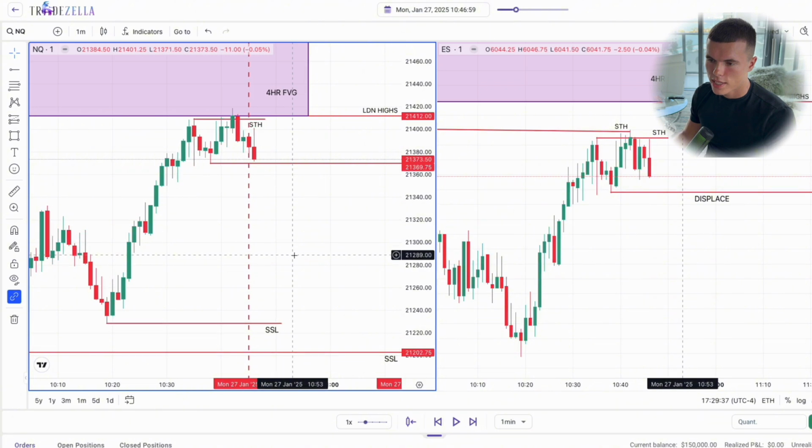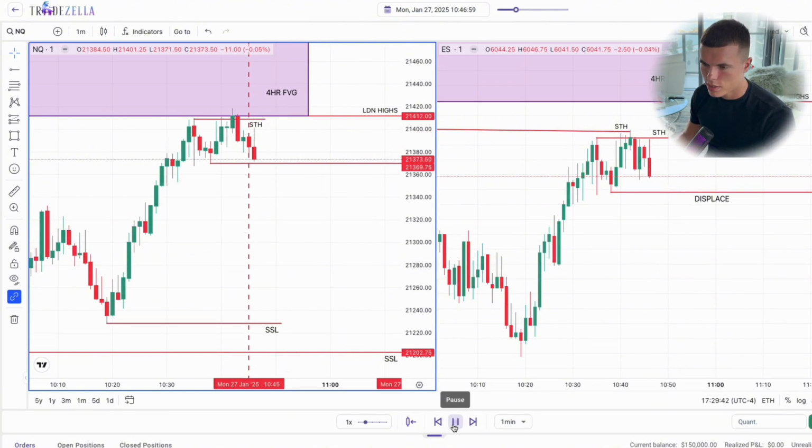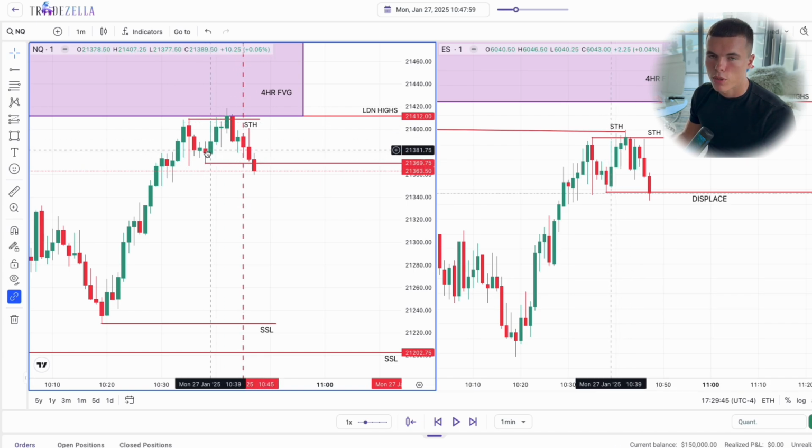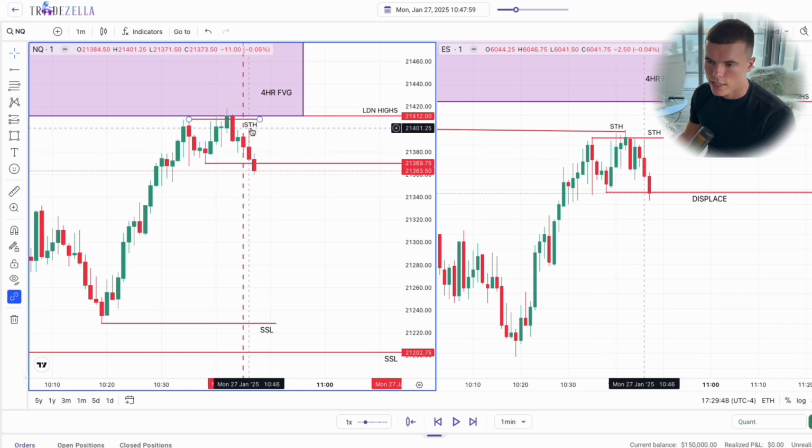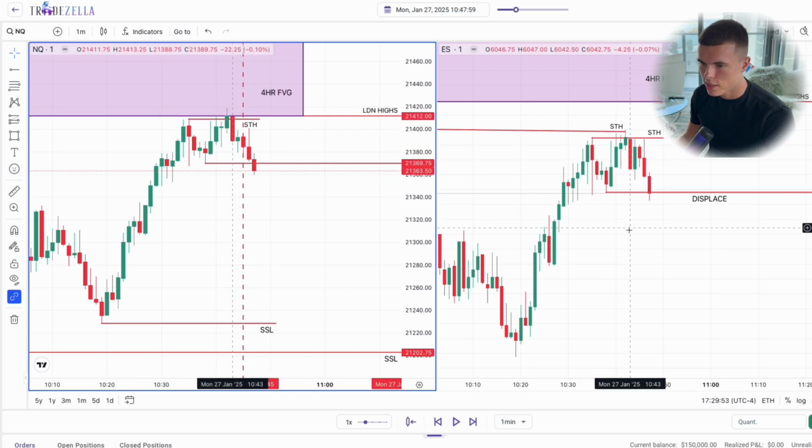Okay, so as you can see here on the 1 minute time frame, we've created this short-term high for price, and this means that this would be our mitigation block. There has been a failure to take out the short-term high on both NQ and ES, and our mitigation block would actually be on ES.